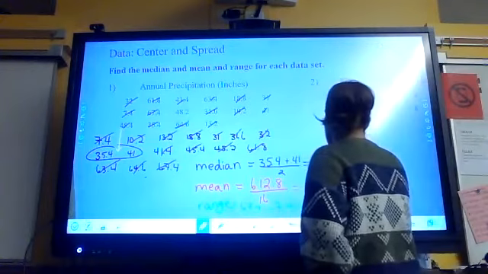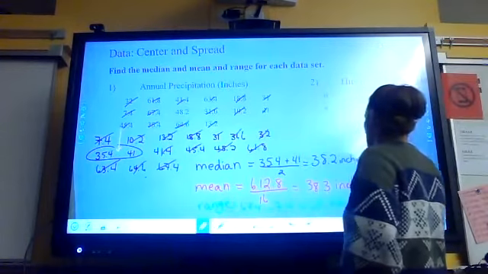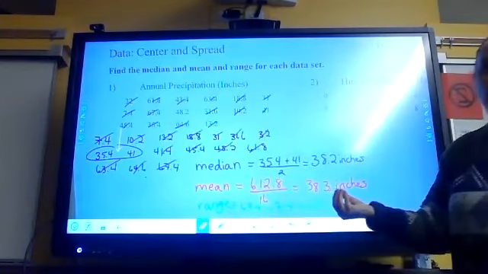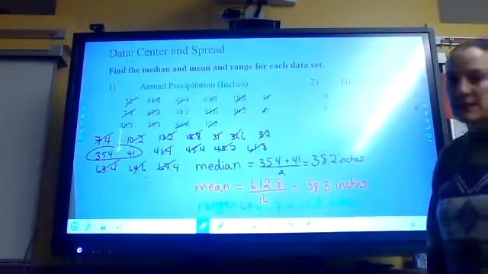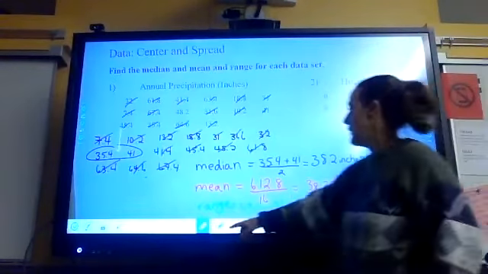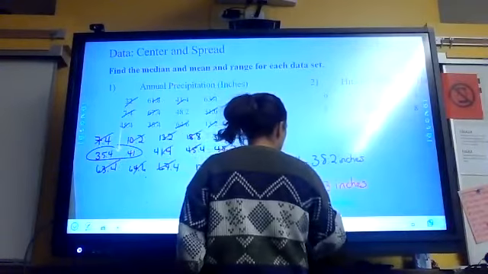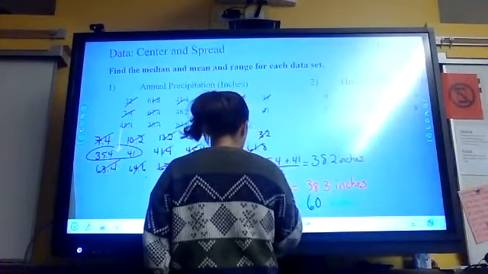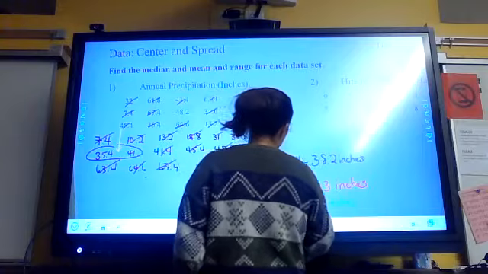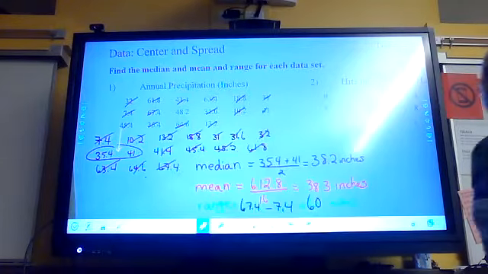So our data is spread out. That means we go through quite a dry period where we don't get any, but then we're all the way up to that 60. So the range is 60. And I'm going to rewrite that in a little bit darker color so you guys can see it. 67.4 minus 7.4. There's your 60 inches.